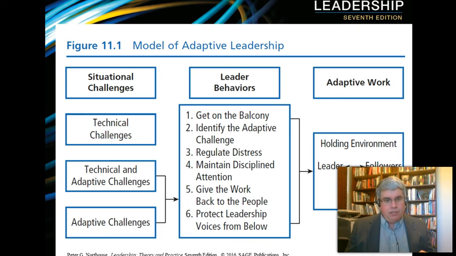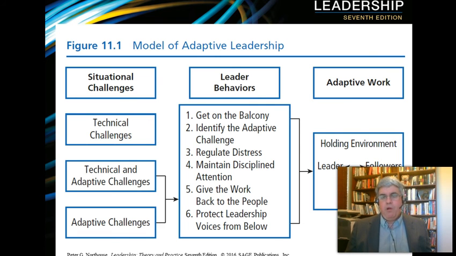If it's just a technical challenge, it's not an issue. However, if it's an adaptive challenge, then that's when adaptive leadership is necessary. And similarly, we might see that there's both technical and adaptive challenges mixed together. This also calls for adaptive leadership. So what this model says is that when adaptive leadership is necessary, when there's adaptive challenges, there's 6 things that the leaders need to do, and these 6 leader behaviors are what we'll discuss.